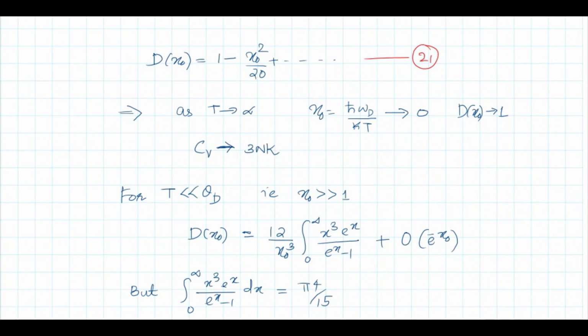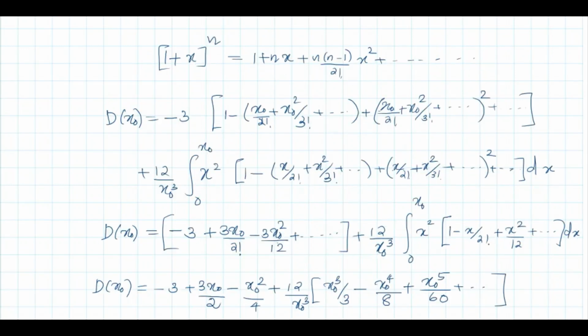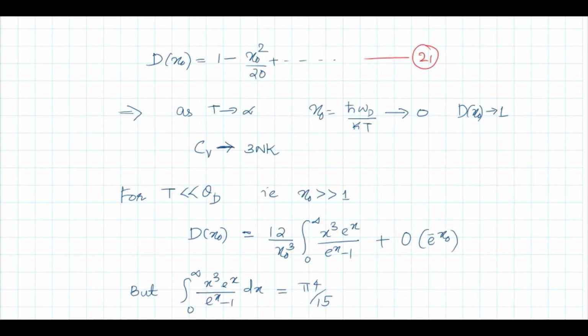Now for T very much less than theta D, that is x naught very much greater than 1, what happens to the value of D of x naught? This value of D of x naught is applicable only when x naught is very small. X naught is very small, because for writing this binomial expansion and for neglecting the higher order terms, x should be very small.